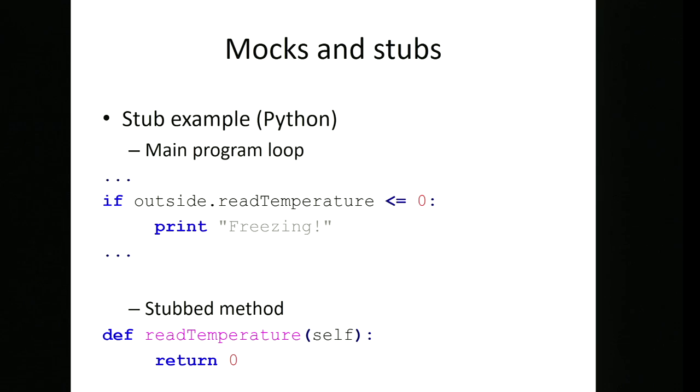So we'd have a stubbed method on this outside class, which just returns 0 for this test. And that'd be all we need to do, because we're not testing this method here. We're testing that freezing is printed if that if statement is fired. So we can use a stub method. This is really useful.